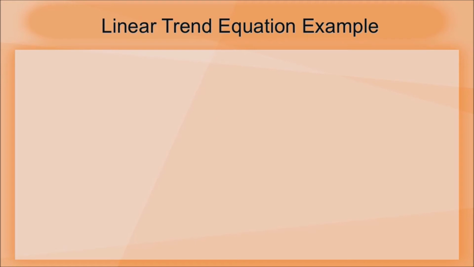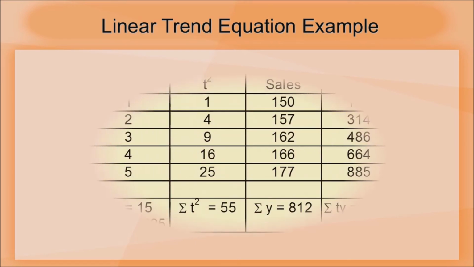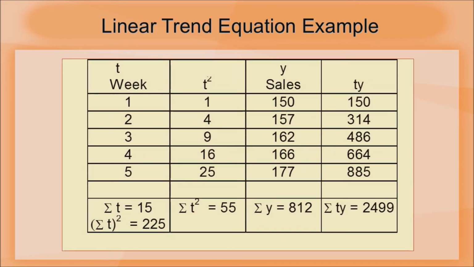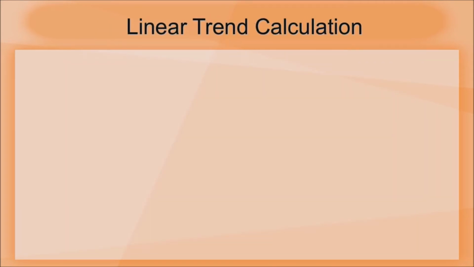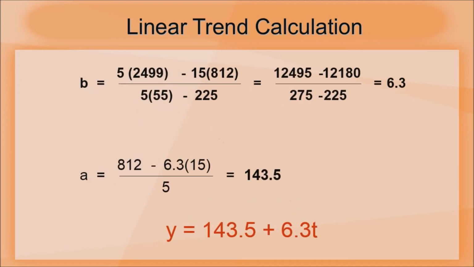Linear trend equation example. The following on-screen table shows an example of the linear trend equation. Linear trend calculation: by substituting the values in the linear trend equation, we get y equals 143.5 plus 6.3t.